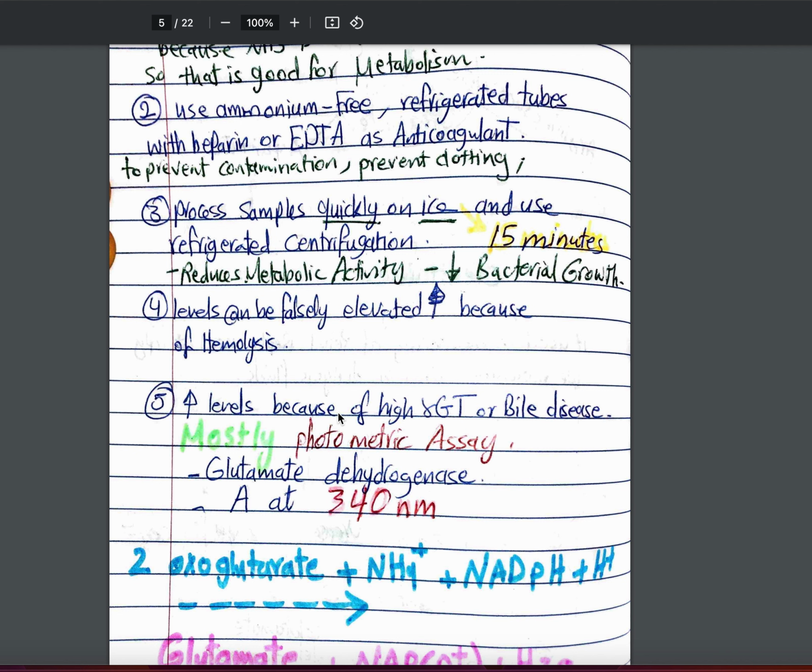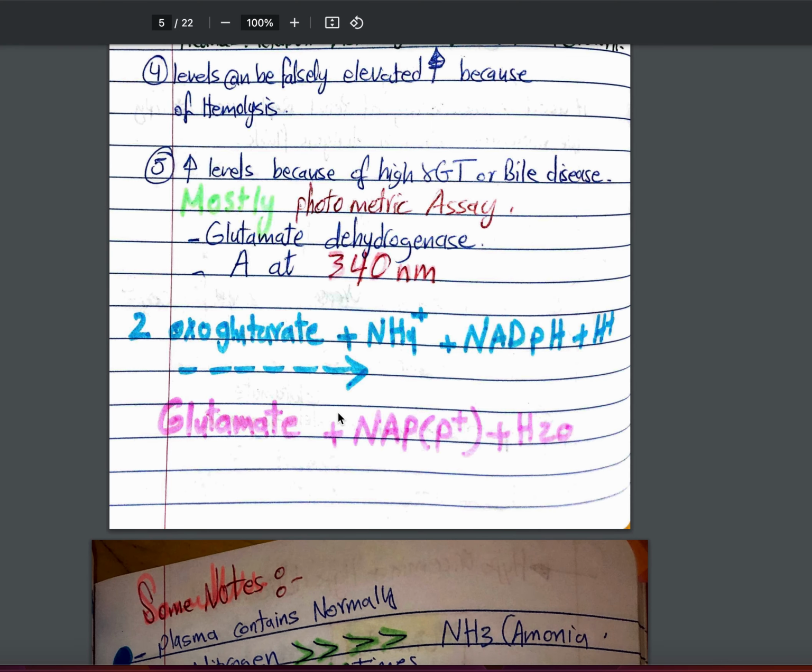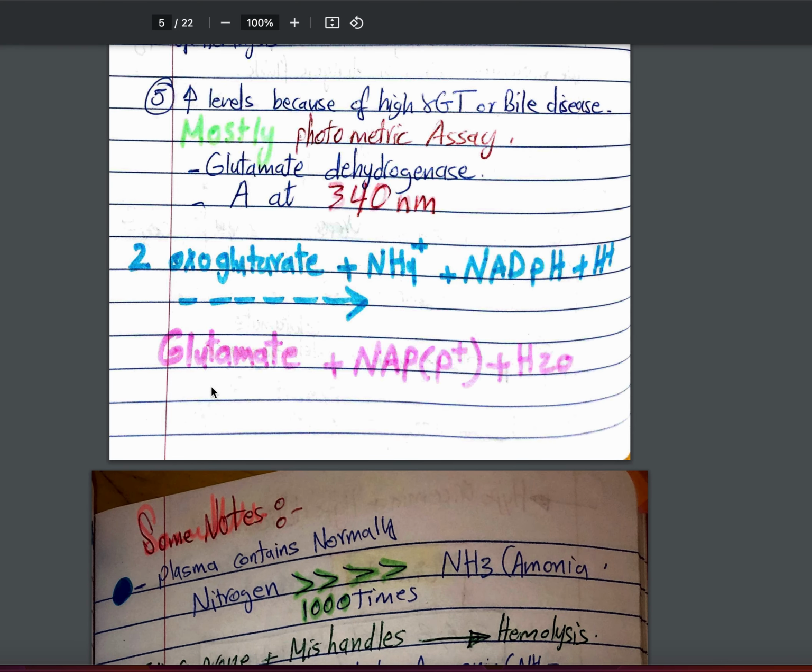That leads to urea plus H2O by the help of glutamate dehydrogenase, and we use the NADH to NAD positive, so that's why the absorbance is 340. So that leads to the production of NH4 plus CO2, and then the NH4 plus combines with oxaloglutarate by the help of glutamate dehydrogenase, which leads to the production of glutamate.